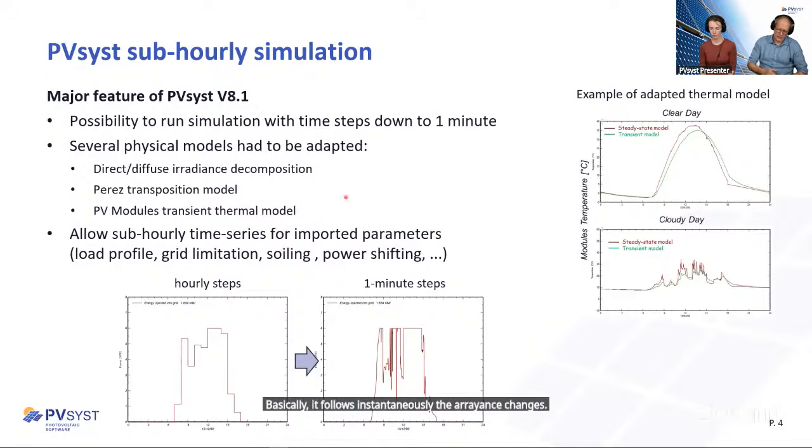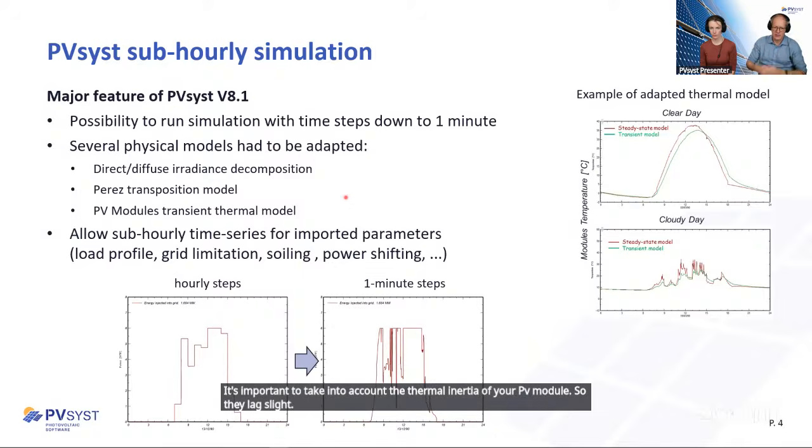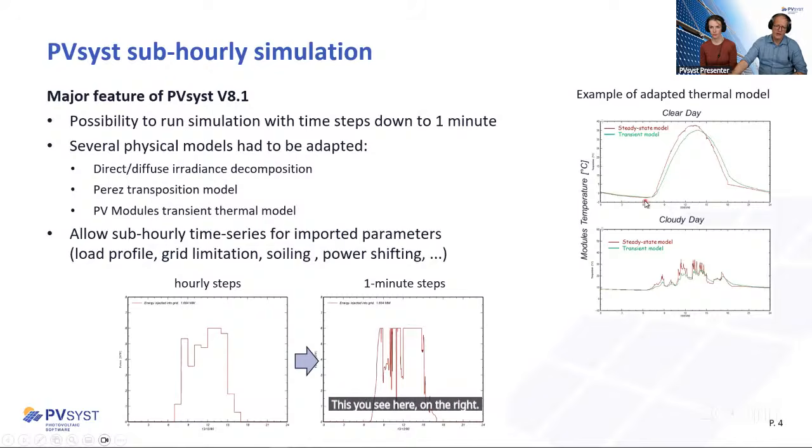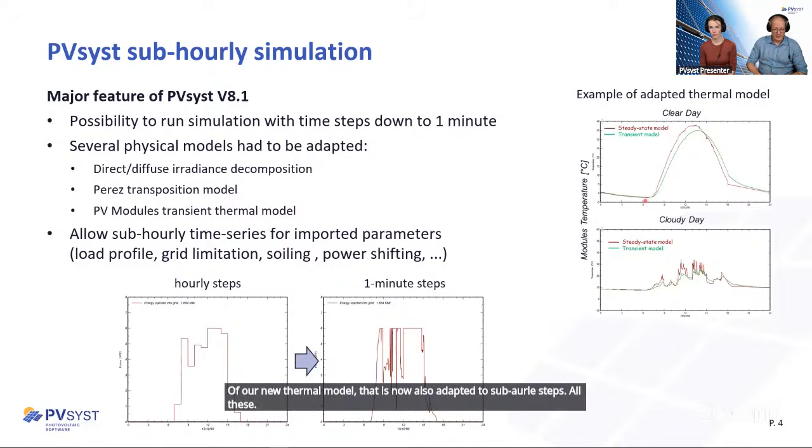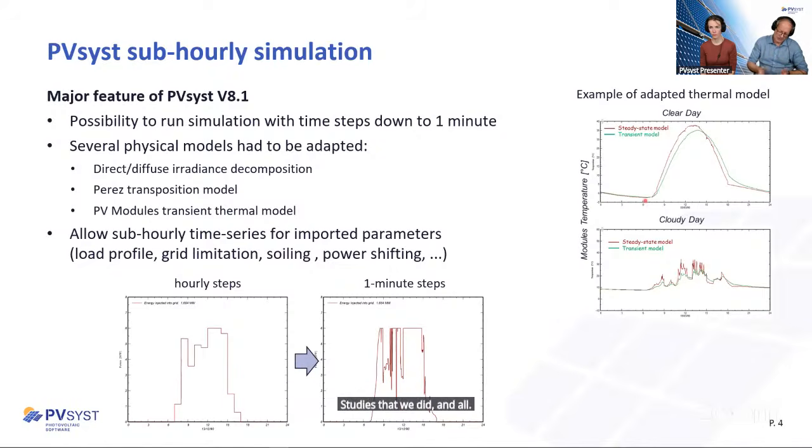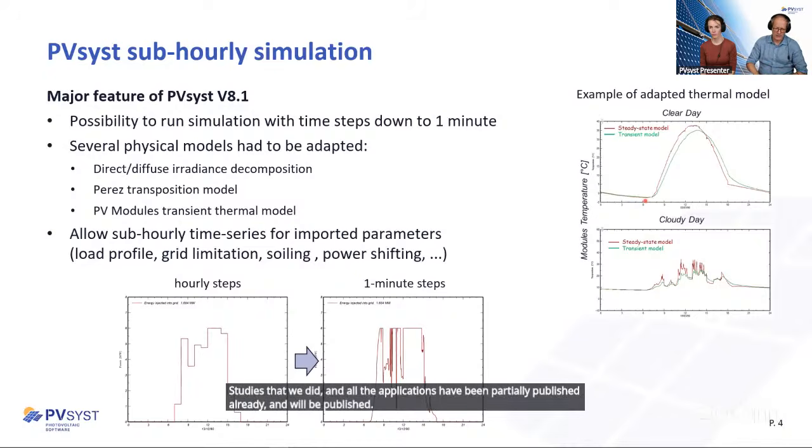But if you go down to sub-hourly steps, and especially if you reach the minute, it's important to take into account the thermal inertia of your PV modules, so they lag slightly behind the changes of irradiance. This you see here on the right side, the plots of our new thermal model that is now also adapted to sub-hourly steps. All these studies that we did and all the adaptations have been partially published already and will be published in upcoming workshops and conferences.